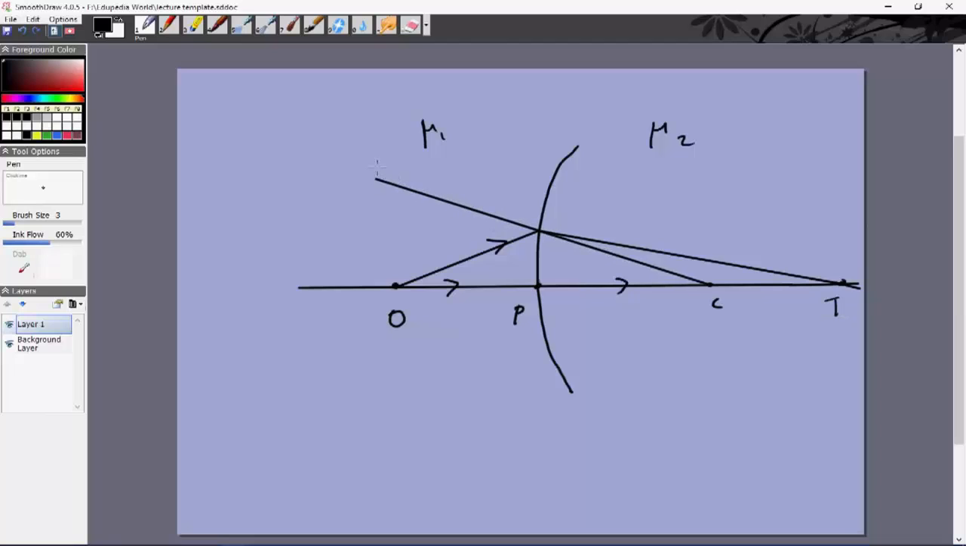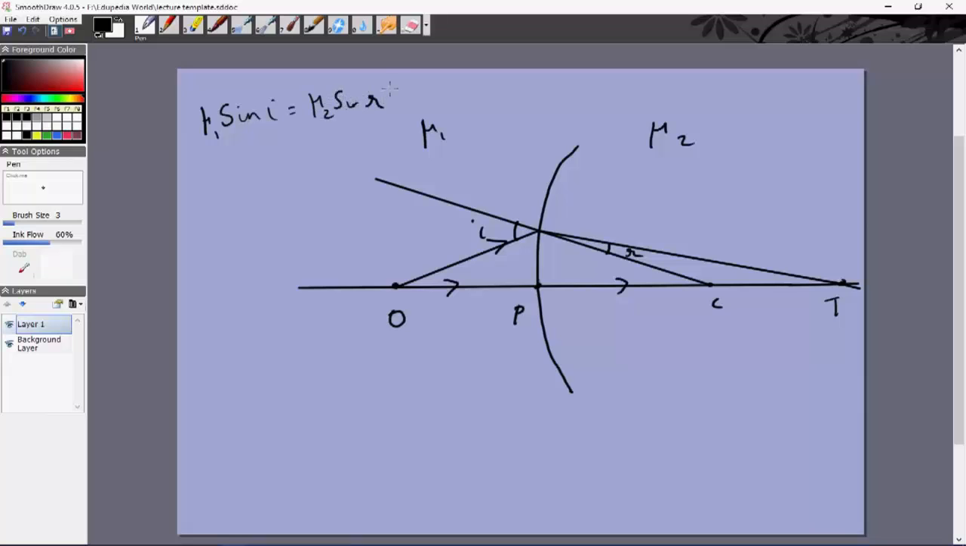This line going from the center is actually the normal to this surface, and we've seen that in spherical mirrors as well. The line from the center to the edge of a sphere is perpendicular to the tangent, so it is the normal. From that we can tell that this angle is the angle of incidence, and this angle is the angle of reflection. So the first equation we have is mu1 sin i is equal to mu2 sin r.